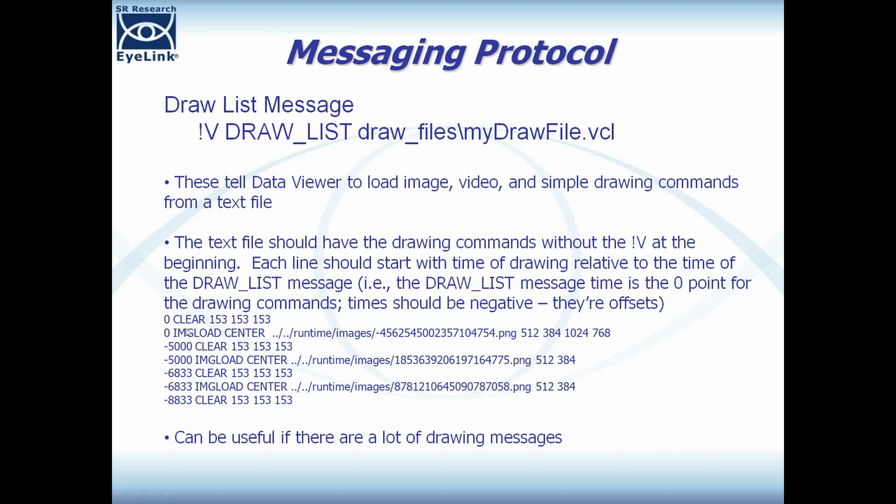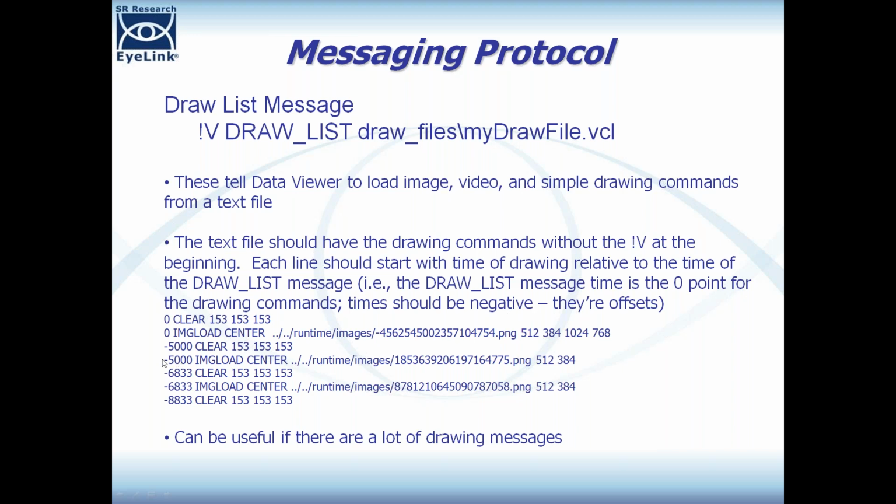And so you can see here at time 0, we draw this image, and then 5 seconds later, we clear the screen again and draw a different image. And then 1833 milliseconds later, we clear it again and draw a different image. So you can basically have all of your drawing commands in that text file, and then at time 0, at the time of the initial trial stimulus, you just send one kind of text file message. And so if there are a lot of drawing messages, this can be kind of useful.